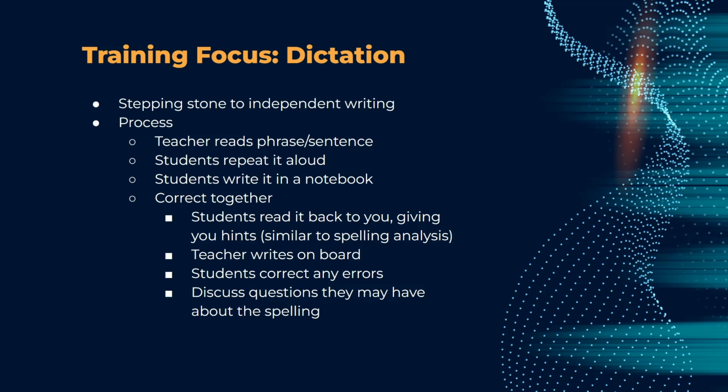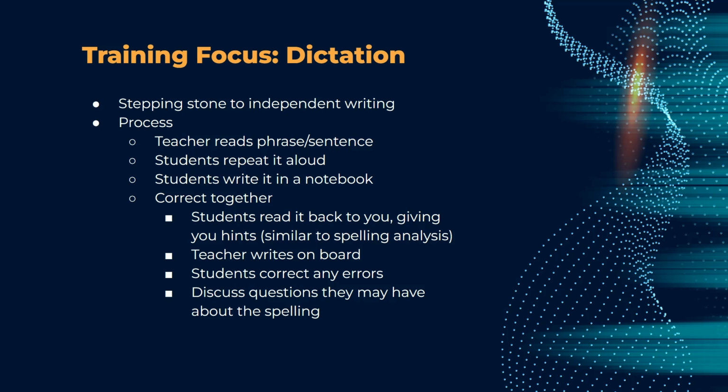So looking at the process of this, when it's time for dictation, the teacher's going to read the phrase or the sentence that the students are expected to write, and the students are going to repeat it aloud. Sometimes they don't repeat it correctly because they weren't listening. So that's kind of why we do that. We want to make sure that they actually have it in their mind correctly. So you may have to read it again and have them repeat it again.